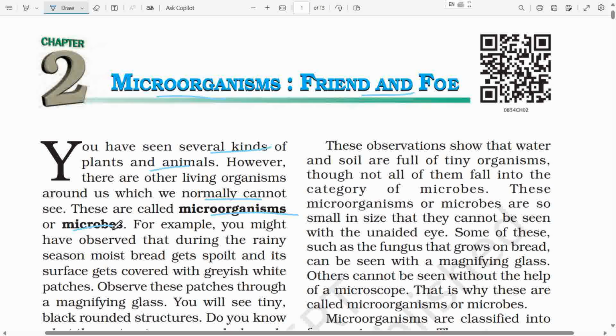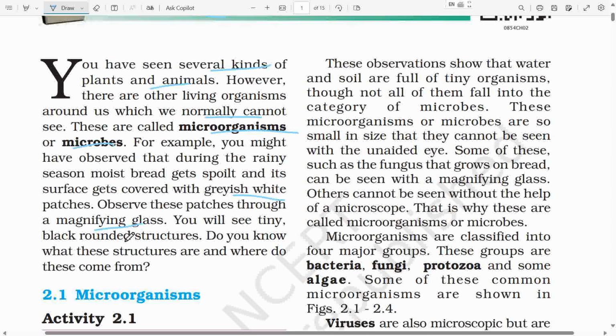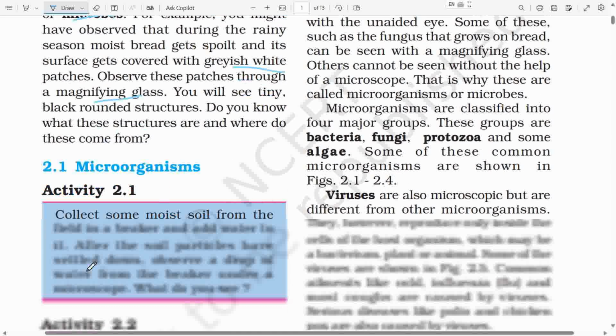For example, you might have observed that during the rainy season, moist bread gets spoilt and its surface gets covered with grayish-white patches. Observe these patches through a magnifying glass. You will see tiny, black rounded structures. Do you know what these structures are and where do these come from?